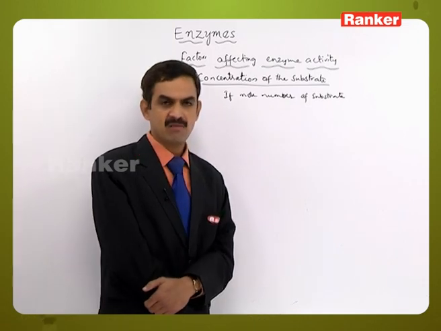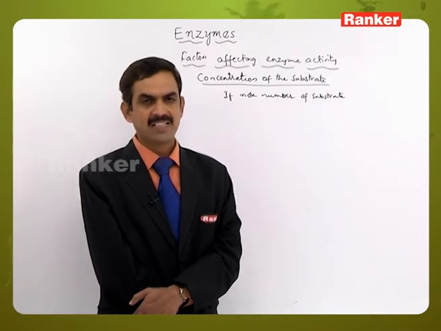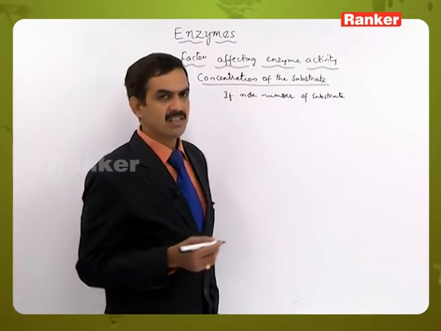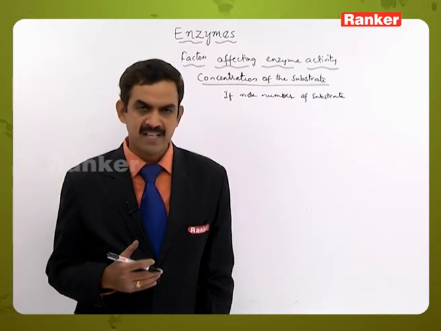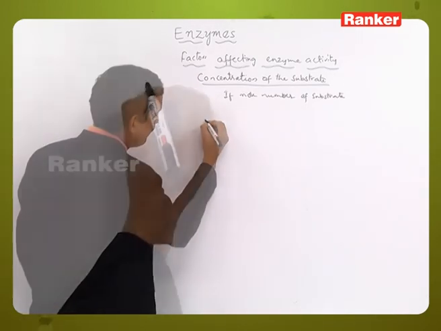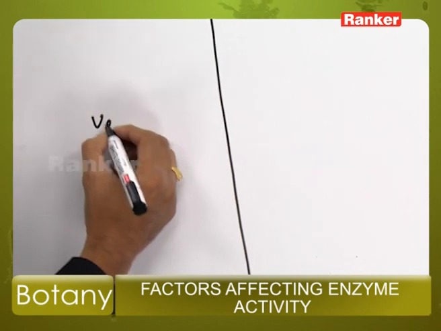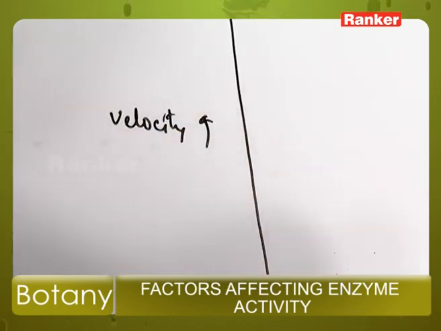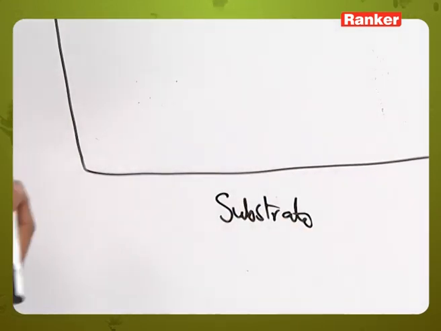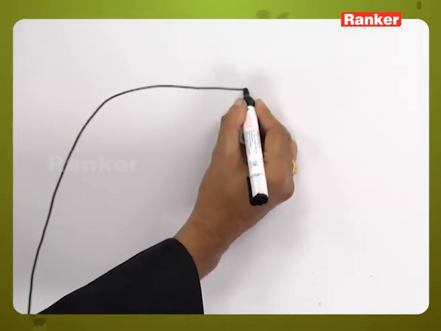So the concentration of the substrate is also one of the factors responsible for the catalytic ability of the enzymes. If more catalytic sites are provided, then the substrate participates in the reaction and products will be formed. This can be shown in the form of a graph of the velocity of the reaction against the substrate concentration.